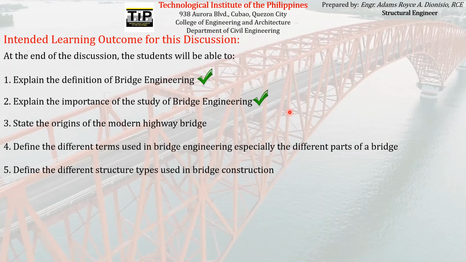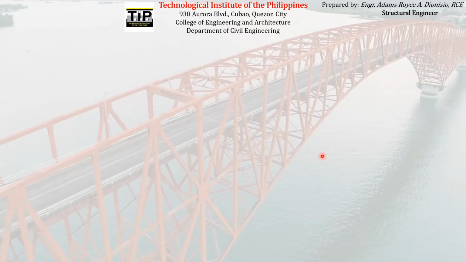So we are now done addressing our third goal, which is for you to be able to state the origins of the modern highway bridge. Now we will move on to addressing our second to the last goal for this discussion, which is for you to be able to define the different terms used in bridge engineering, especially the different parts of a bridge. So without further ado, let us start addressing our fourth goal.